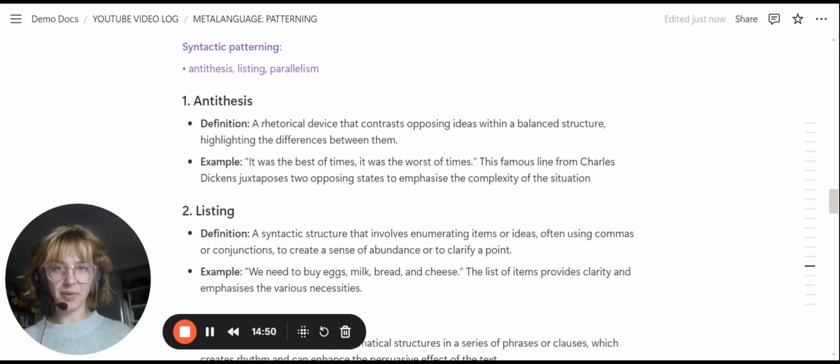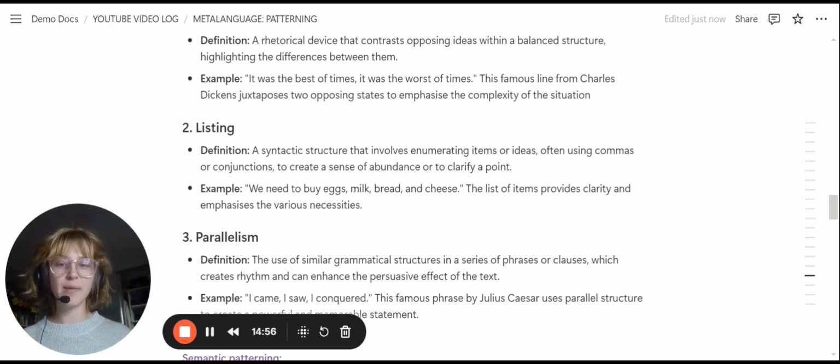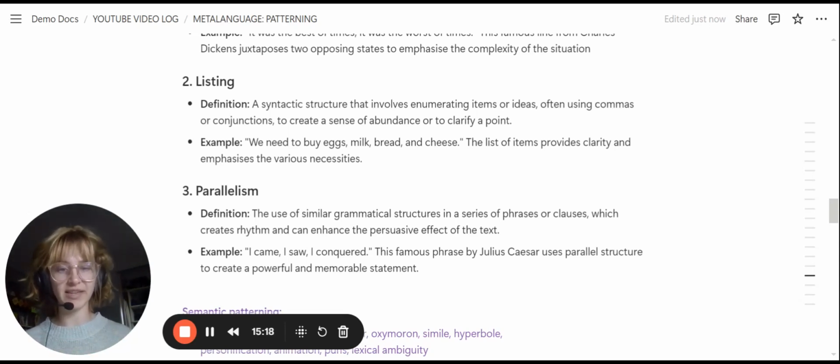Moving on now to syntactic patterning. These ones are quite difficult, actually, not listing, but antithesis and parallelism. Basically, parallelism, the way I think of it, is that we're using similar grammatical structure in different clauses or phrases within a sentence or within a few sentences that have created rhythm. So, for example, I came, I saw, I conquered. We're starting with the same word I. The first pronoun is repeated 3 times within this one sentence, and came, saw, and conquered, they're all along the same sort of vein in which they all support each other. They're not directly contradicting each other like antithesis would.